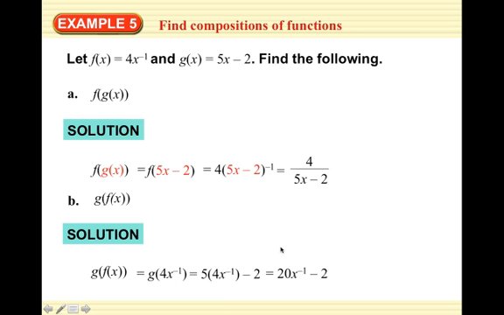All right, 5 times 4 is 20, and then we have the x to the negative 1, and then minus 2. So we're going to do 20 times the reciprocal of x, so 20 times 1 over x is 20 over x minus 2.